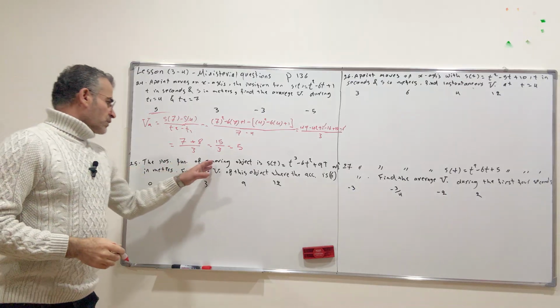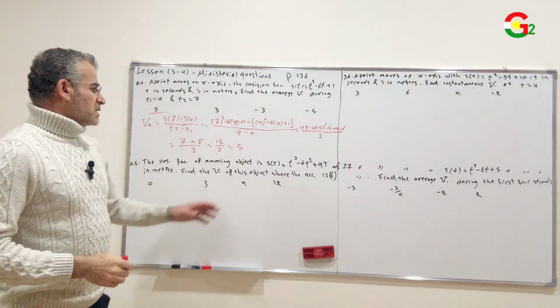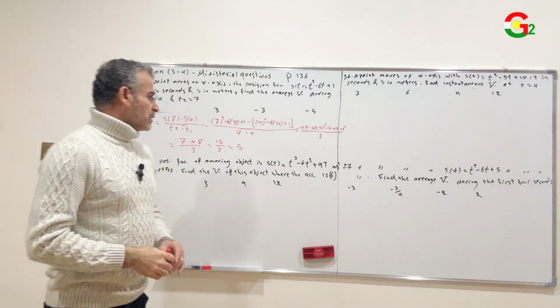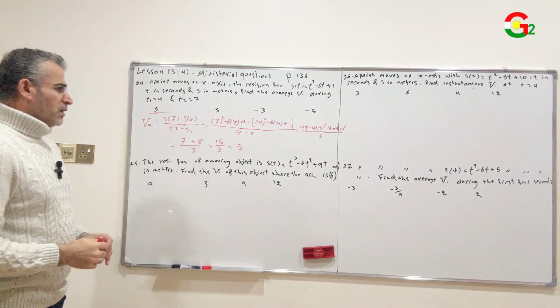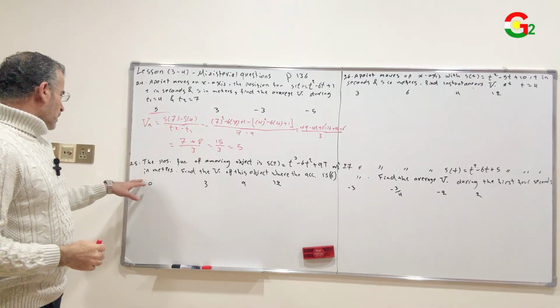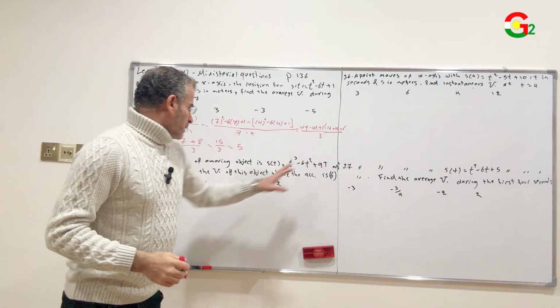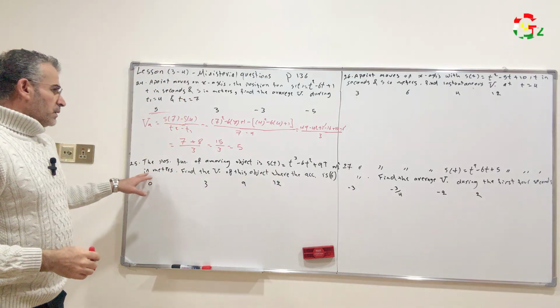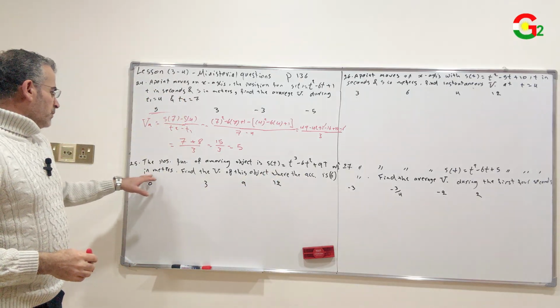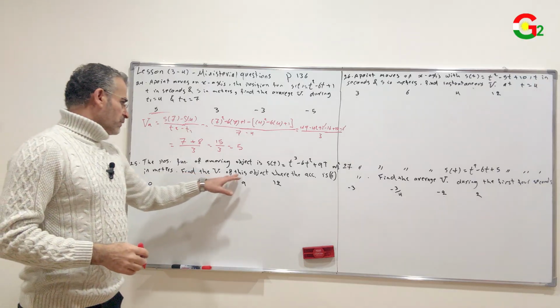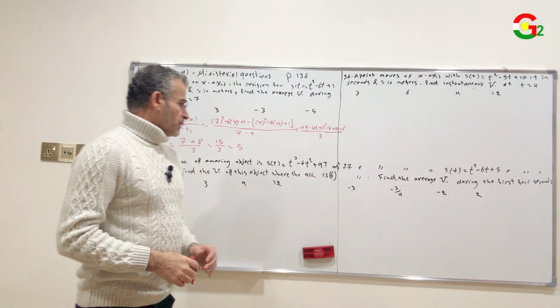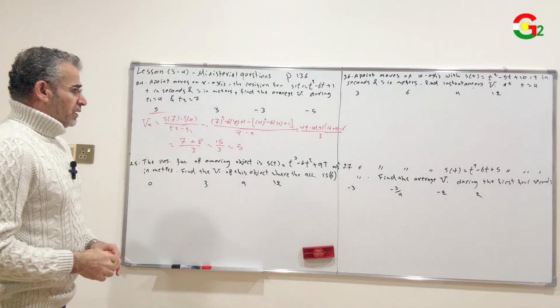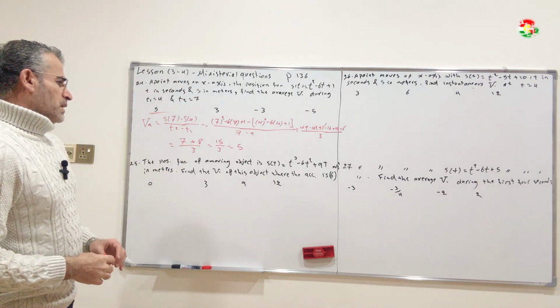Question number 25. The position function of a moving object is s of t equals t cubed minus 6t squared plus 9t, in meters. Find the velocity of this object when the acceleration is 6 meters per second squared.